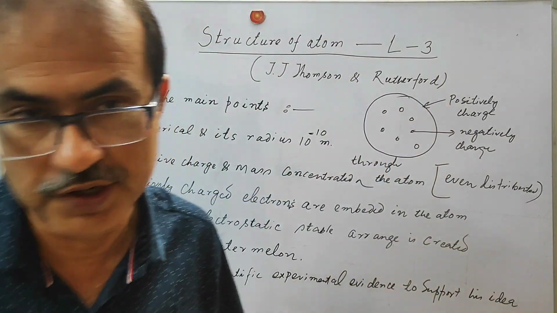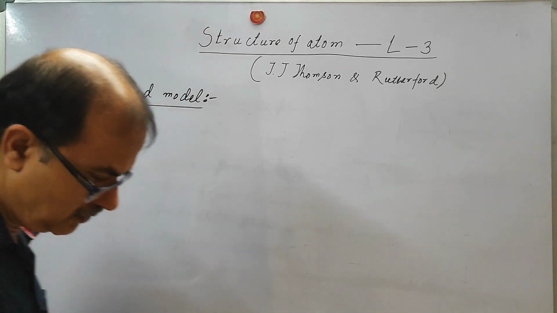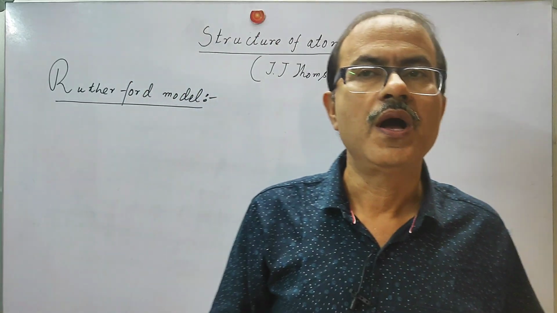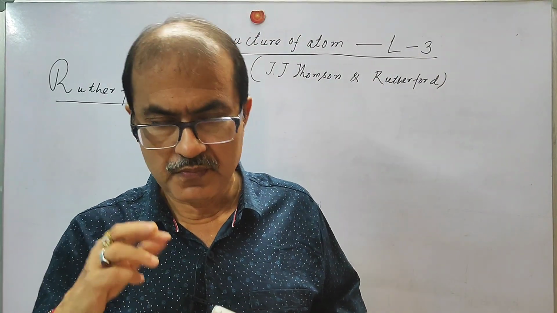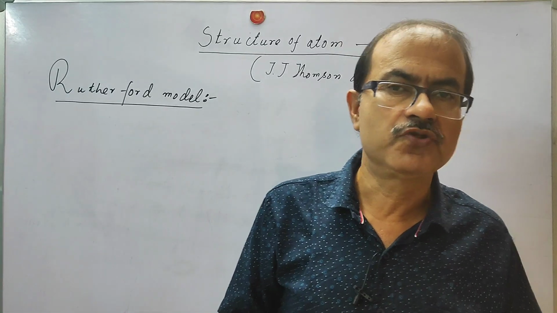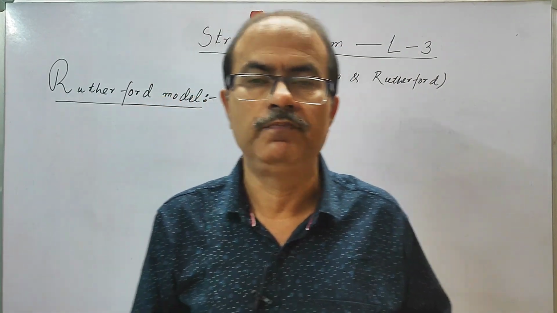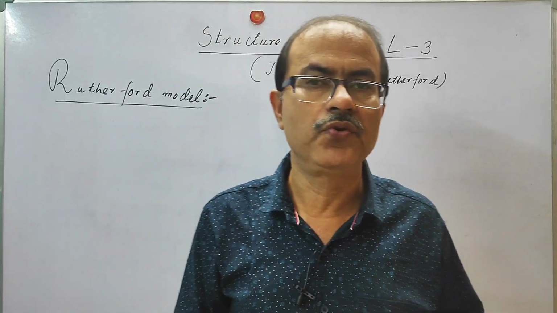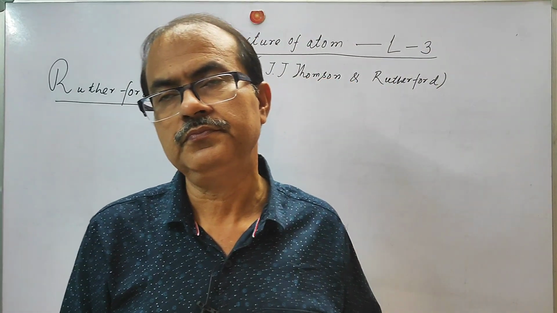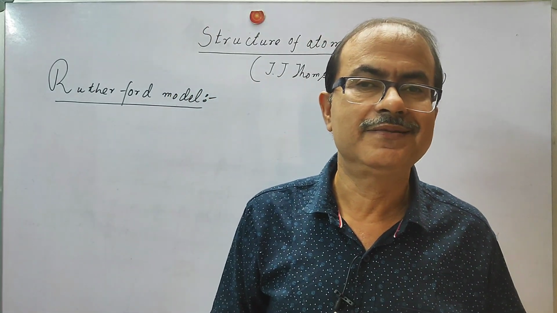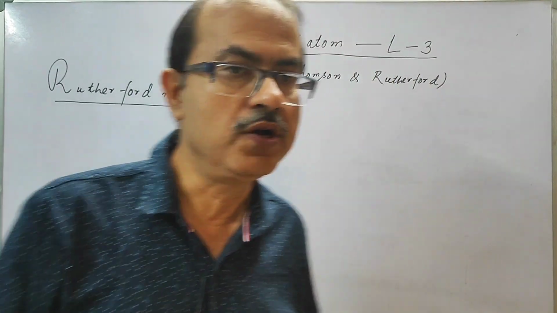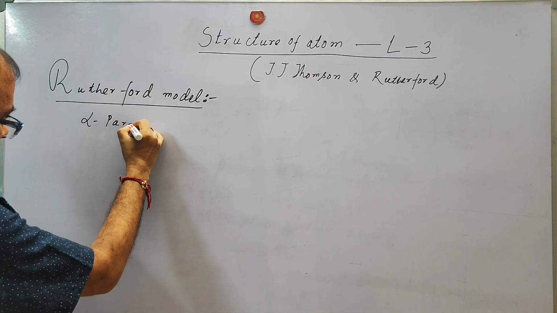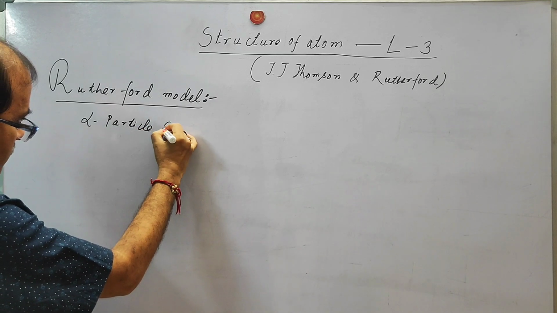Now we go to the Rutherford model. Rutherford and his associates wanted to analyze the J.J Thomson atomic model, and they wanted to know the position of the electrons and protons. At that time, the neutron was not discovered. And for that they made an experiment which is called the alpha particle scattering experiment.